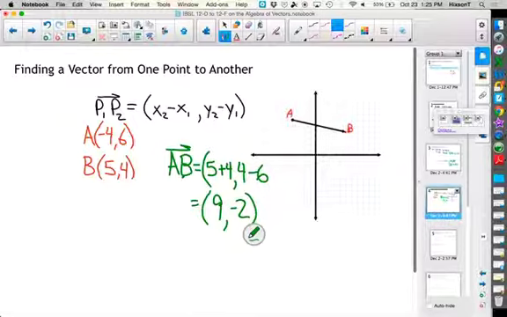So you can use the formula. I recommend, though, thinking a little bit about movement. Think of it in terms of movement. To get from a negative 4 over to a positive 5, you have to move 9 in the positive direction, right? And to get from a 6 down to a 4, you've got to go down 2.